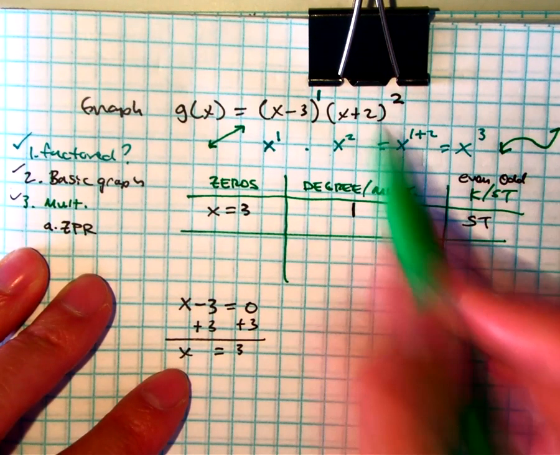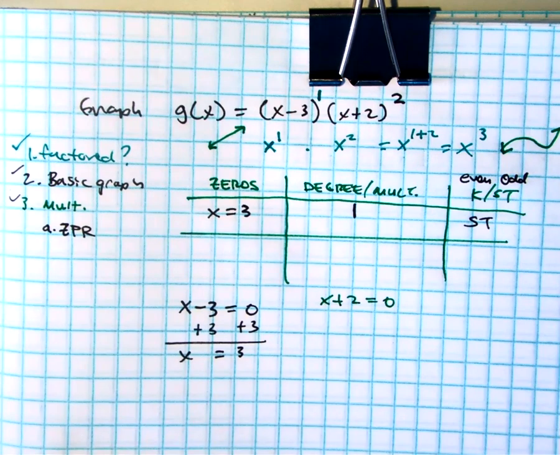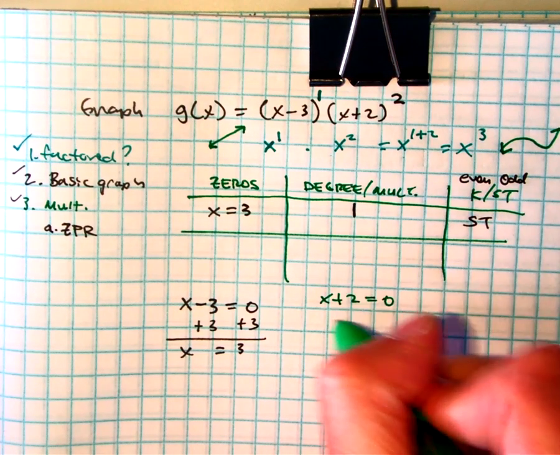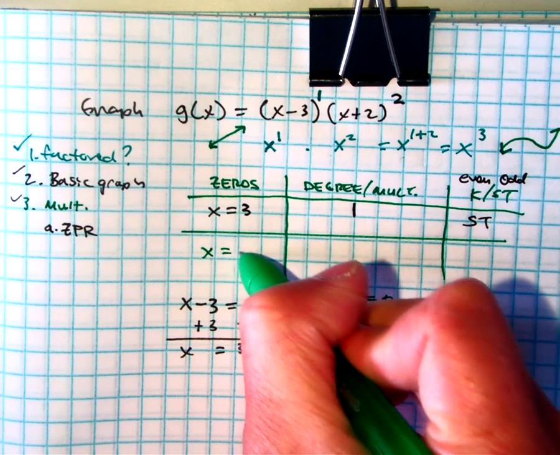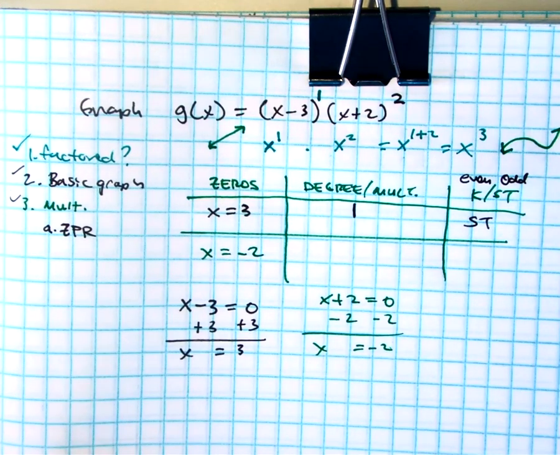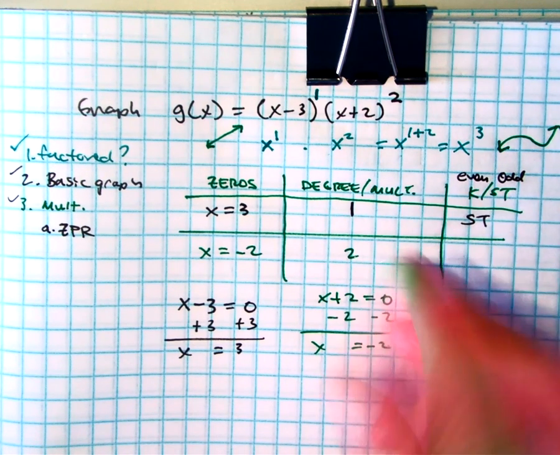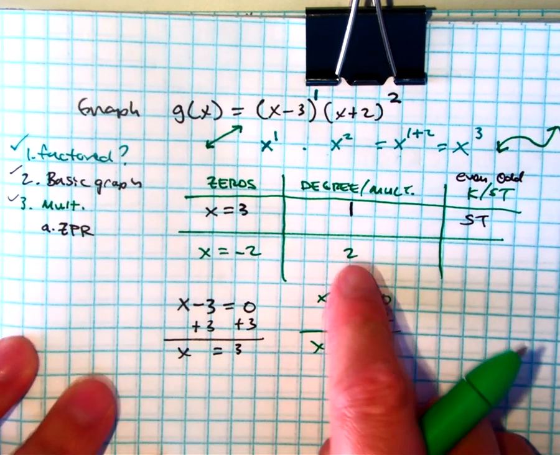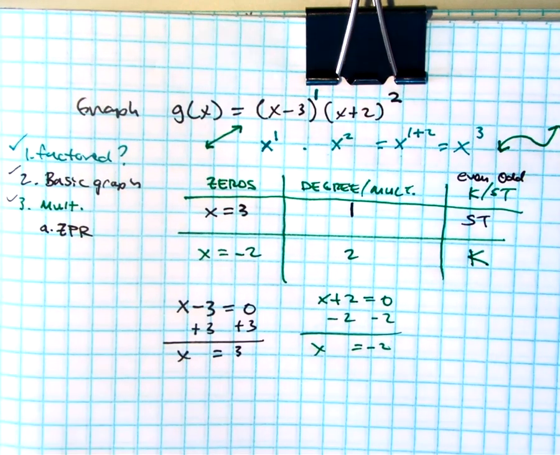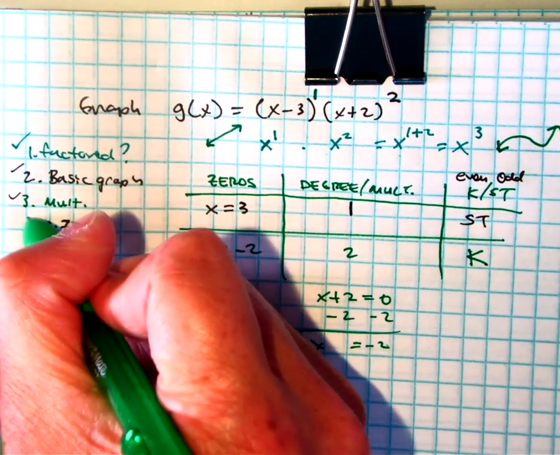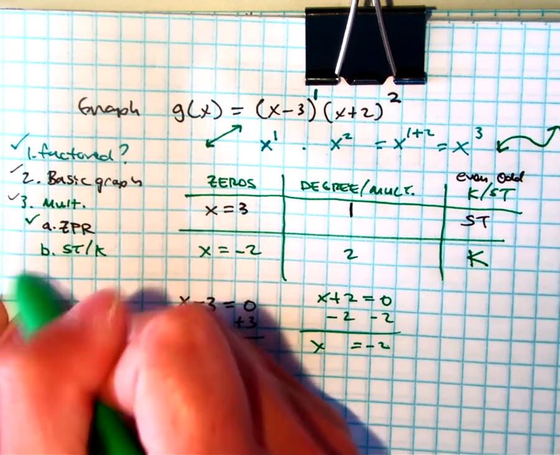X plus 2. Let's set it equal to 0. And when you solve for that class, you get what? X equals negative 2. So let's write that. X equals negative 2. What's its degree? 2. Is that an even or odd number? And what do you do at evens? You kiss. So we've done the zero product rule, and we've done the shoot-throughs and kisses. Okay? Number 4.